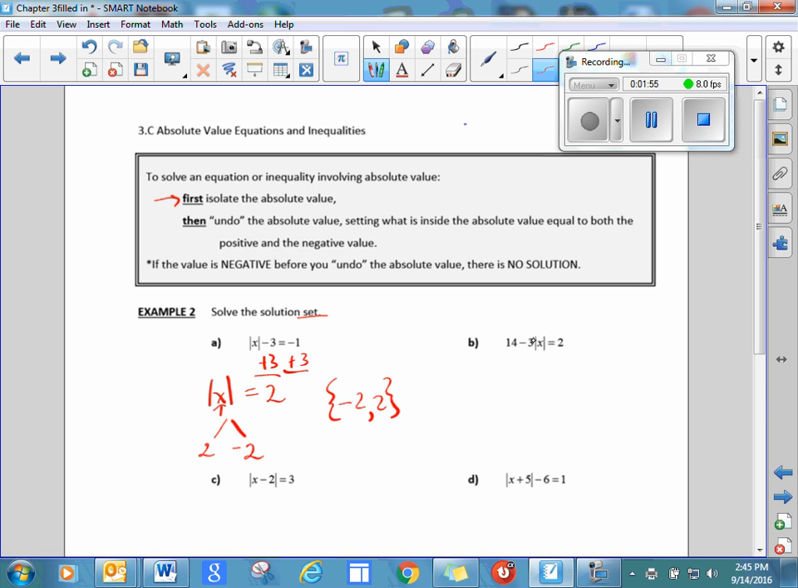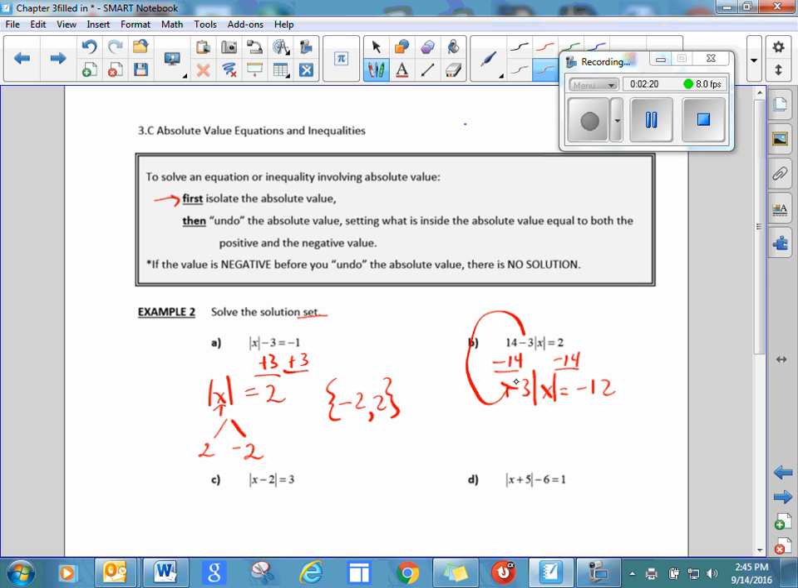Again, I need this absolute value all by itself. It's got a bunch of stuff attached, both by addition and by multiplication. So I'm going to clean this up, subtract 14 from both sides, and I end up with minus 3 times the absolute value of x equaling minus 12. Don't forget this negative sign. It goes with the 3, this guy right here. That's where it came from.